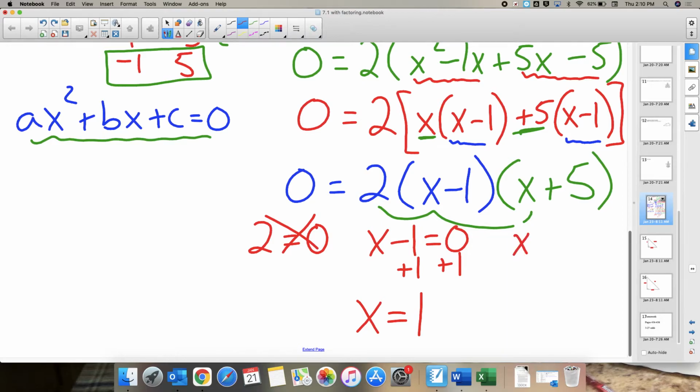Or x plus 5 equals 0, where we subtract 5 from each side and we get x equals negative 5. Now, technically, we came out with two solutions here. x equals 1 and x equals negative 5. However, remember, we started this problem looking at a triangle.